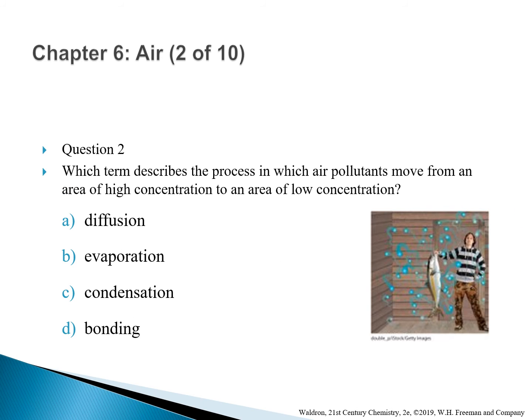Question 2. Which term describes the process in which air pollutants move from an area of a high concentration to an area of low concentration? A. Diffusion. B. Evaporation. C. Condensation. D. Bonding. Please pause your video here.